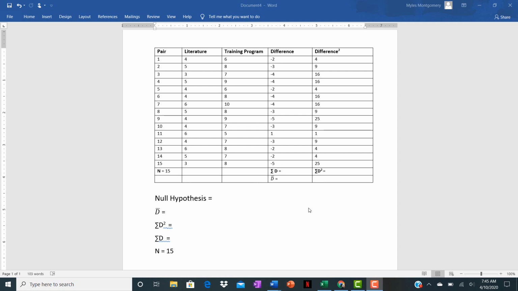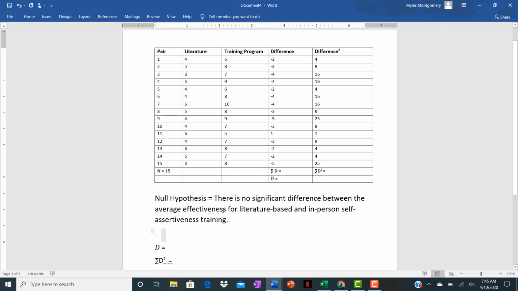Now, because I started already talking about the difference, let's go ahead and talk about the null hypothesis. I prepared one for you. It's a little wordy, but maybe we'll just forget about that for now. The null hypothesis that I constructed is: there is no significant difference between the average effectiveness for literature-based and in-person self-assertiveness training. A little wordy, but hopefully it captures the essence.